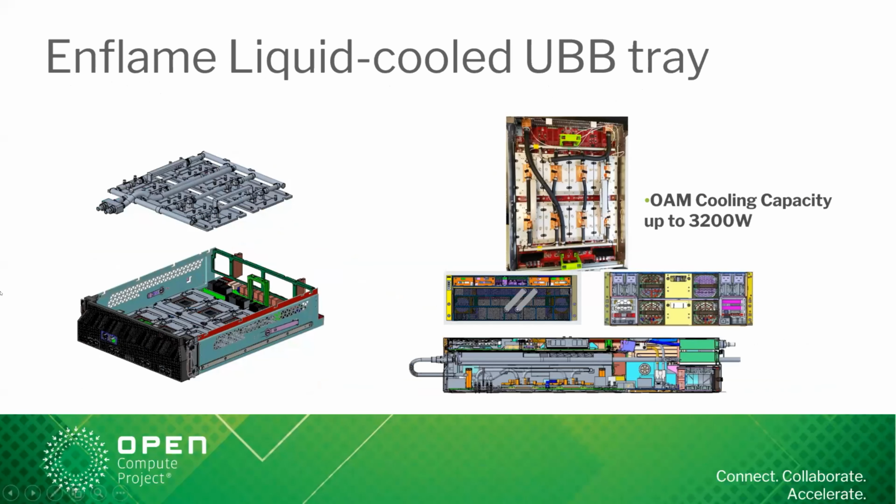So this is the UBB tray, and it has the 8 OAMs here, and it can cool a capacity of up to 3,200 watts. We also have the quick-disconnect connectors, and from the front to the rear, the manifold is here. This is for the CPU, and this is for the OAM, to cool those.